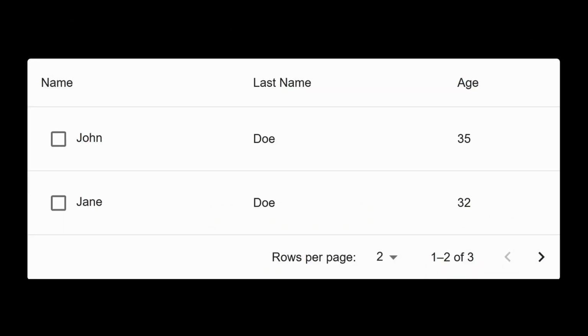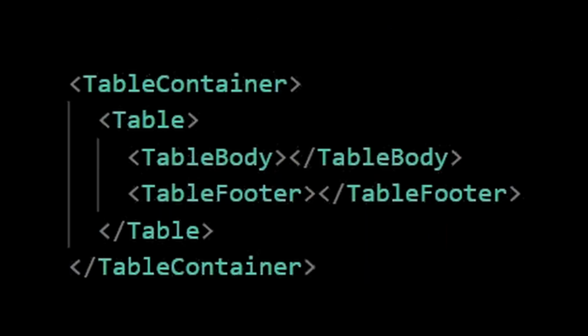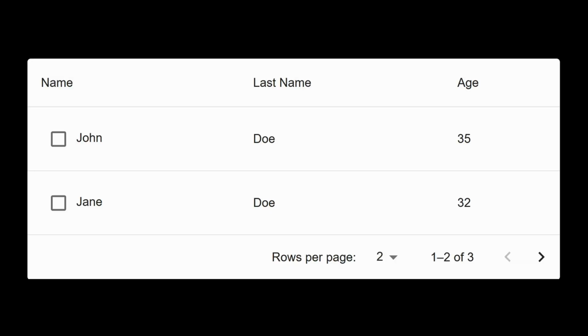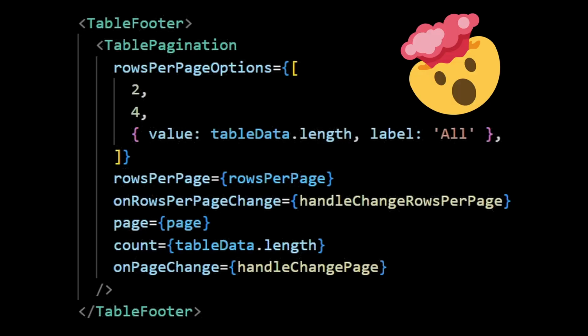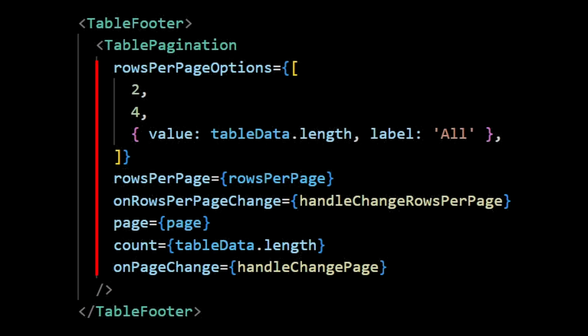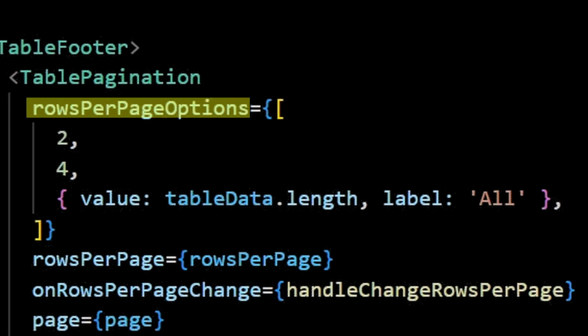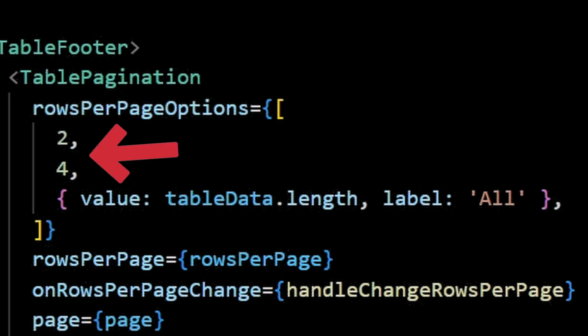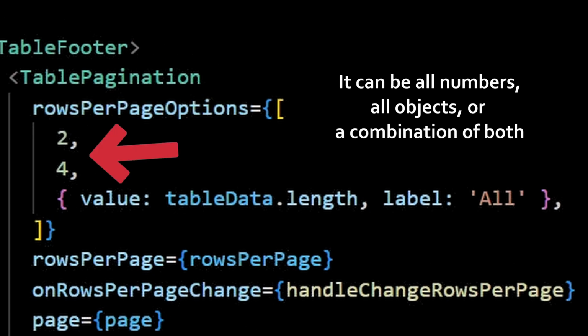or cell. Now, let's talk about the table footer, which generally goes below the table body. It is mostly used with the table pagination component, which is kind of a complex component, but I'll explain the most basic usage you can do. Most of these properties are self-explanatory. For the rows per page options, you can provide an array of numbers for each option of the amount of rows you want to show.